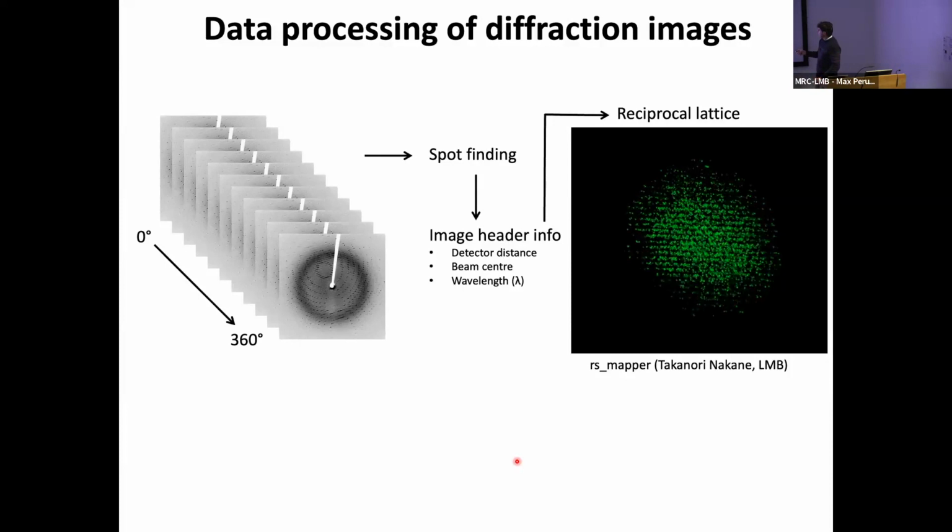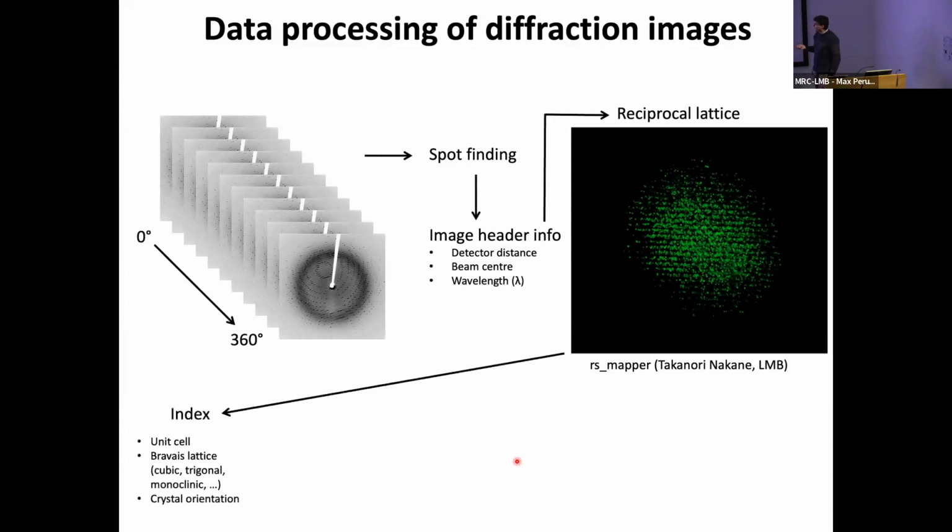Once you have this information, you know where the center is, you know which one is the 210, the 140, okay? It's called indexing. So now you get the index. By looking at the reciprocal lattice unit cell, you can work out the dimensions of your unit cell. You can decide which Bravais lattice and which crystal orientation you are using.